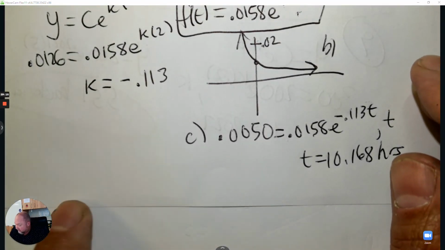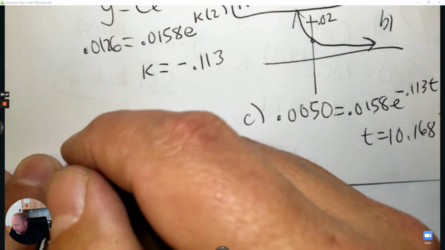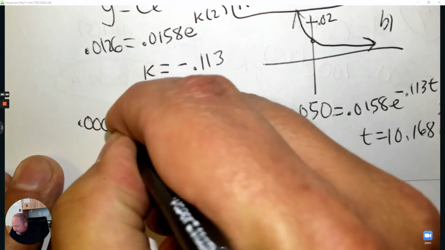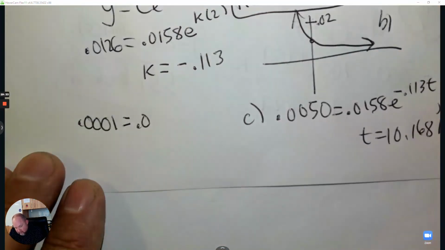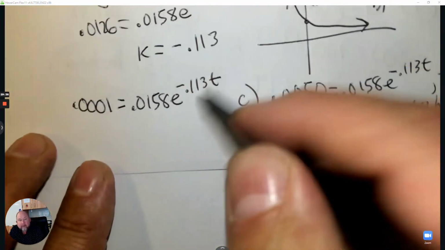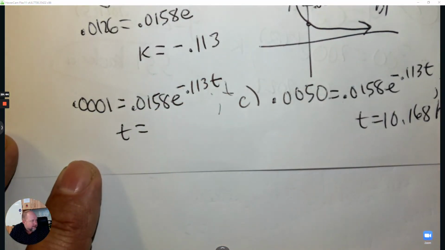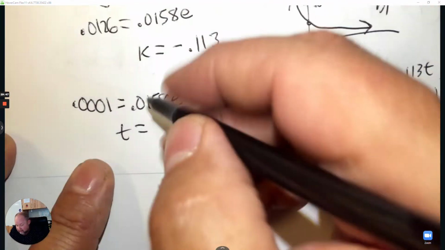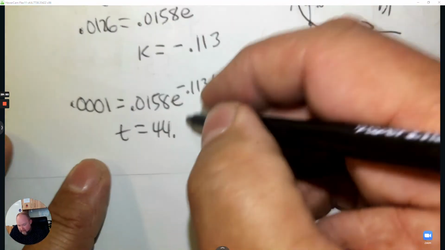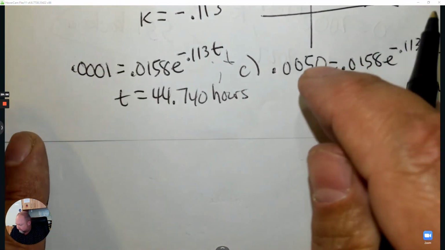Part D, when the patient has only a negligible amount of chemical, less than 0.0001, it can be released. How long until the patient has to be hospitalized? So again, we're going to make it equal to 0.0001 and let the calculator do the hard work here. So type this in, comma T, and solve it. Press pause, see if you get the same answer as I do. It's a lot of hours. That's 44.740, so almost 45 hours. That's almost 2 days. That's a lot.